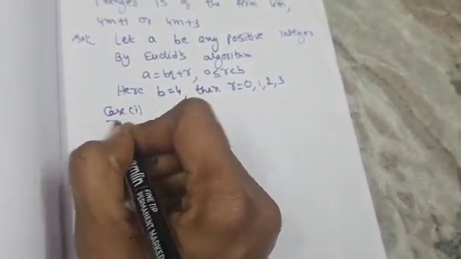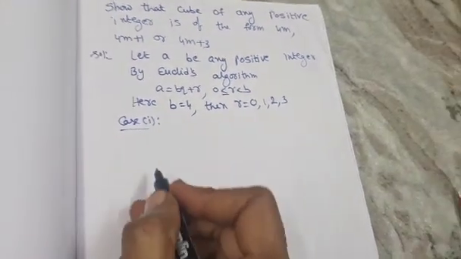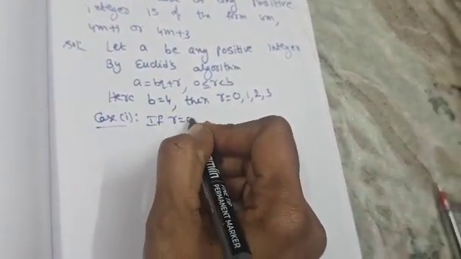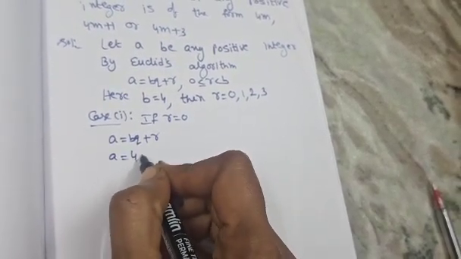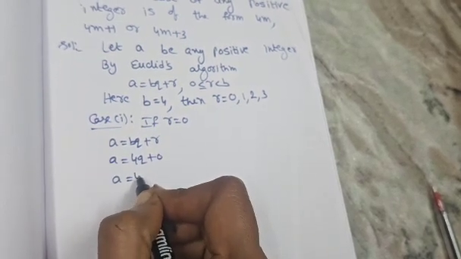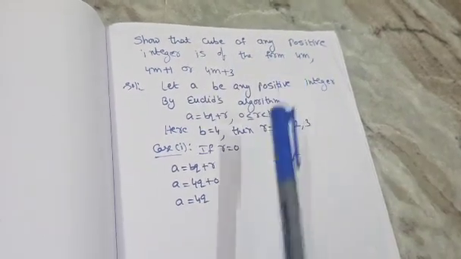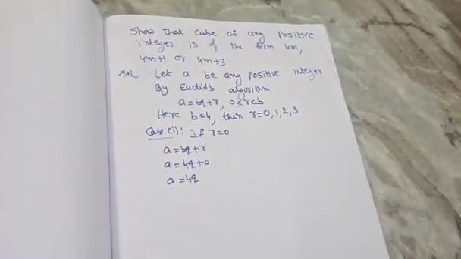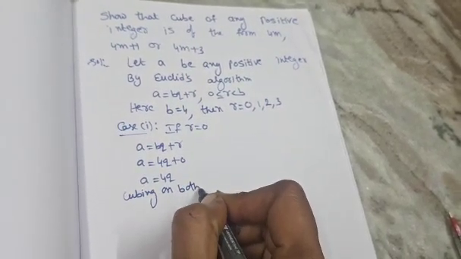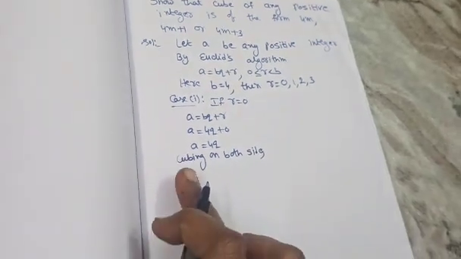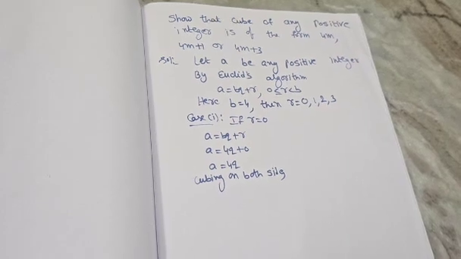Case 1. Suppose if you got the answer in 3 cases, you can leave there. If r equal to 0. What is Euclid's algorithm? A equal to b cube plus r. A equal to 4 cube plus 0. A equal to 4 cube. They told cube of any positive integer. Here a is the positive integer. Cube of any positive integer means we have to do cubing on both sides. Why? Whatever we are doing in LHS, same thing we have to do in RHS.